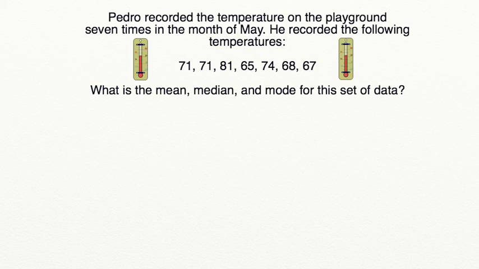Let's practice a word problem together. Pedro recorded the temperature on the playground 7 times in the month of May. He recorded the following temperatures, as we can see here below. What is the mean, median, and mode for this set of data?